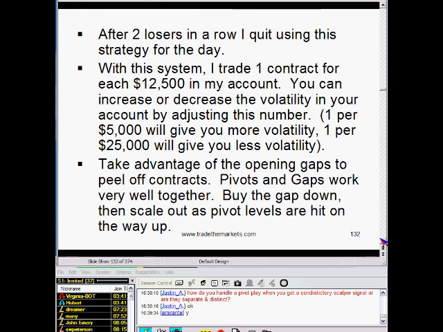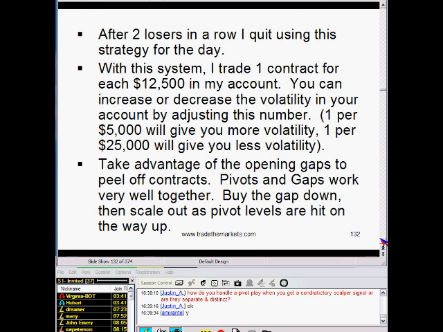With this system, what I do is I trade 1 contract for every $12,500 in my account. Now you can increase or decrease your volatility by adjusting this number. If you trade 1 per $5,000, then your volatility is going to be a little bit more than twice as much as my account. If you don't like that much volatility, you trade 1 contract for $25,000, and now your volatility is going to be cut in half. And I found, with this system, these trades work out 83% of the time on average, and if you're using a scale-out method, you're giving yourself a little bit of an edge.